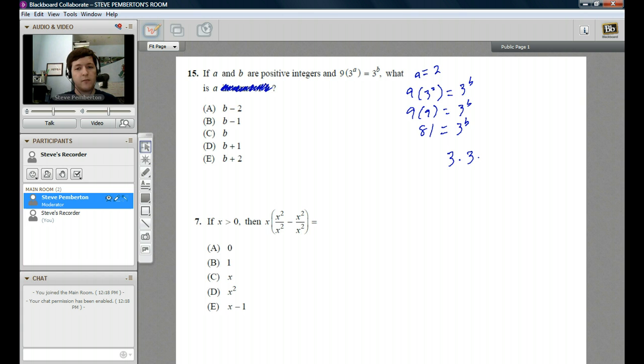3 times 3 times 3 times 3 does equal 81. So how many 3's did we have? What would the exponent be? Well, the b should be a 4. So when b is 4, then 3 to the 4th equals 81. So by plugging in an a of 2, that forces the b to be 4. Now what the question's asking for, remember, was a. So that's what you're looking for in the answer choices. You always look for what the question is asking for. So look next to the question mark.